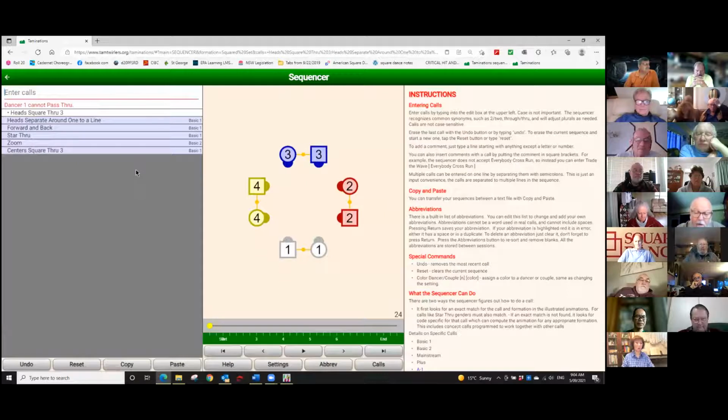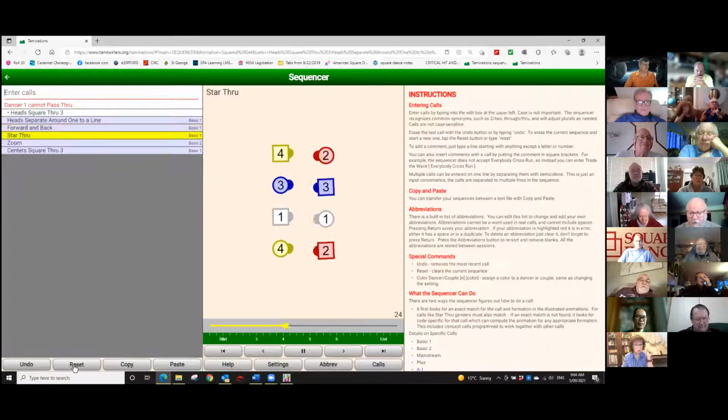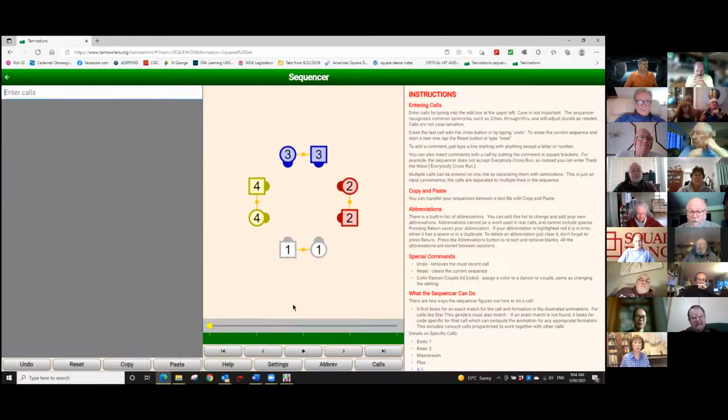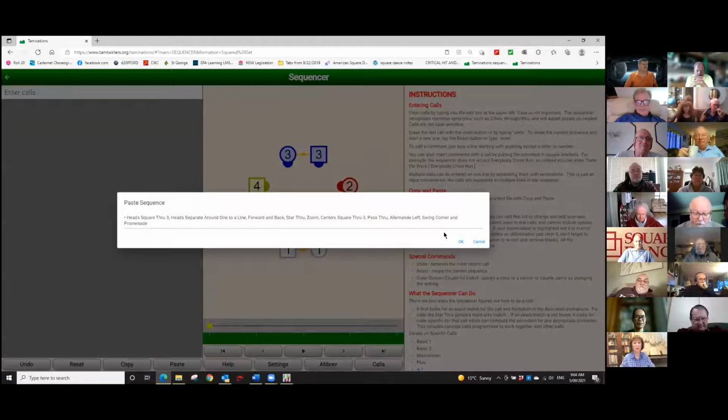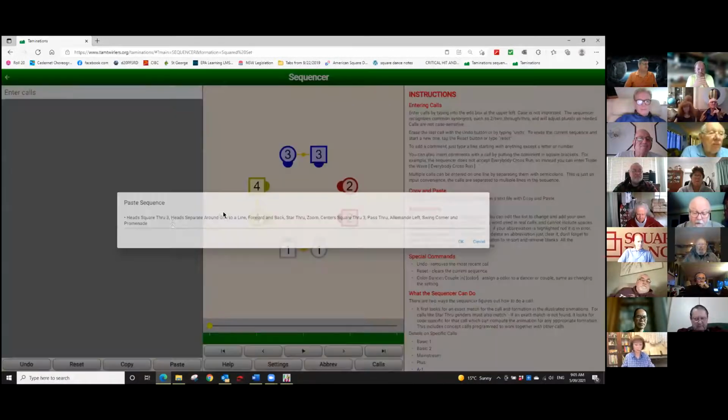This is a singing call that was, what do we got here? Dancer one cannot pass through. What do we got? Square through three, center square through three. Okay, let's hang on. Reset. Paste. Get rid of the period at the very beginning in front of heads. Really? Paste.